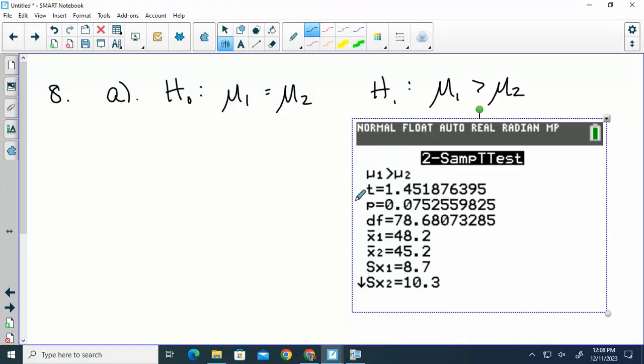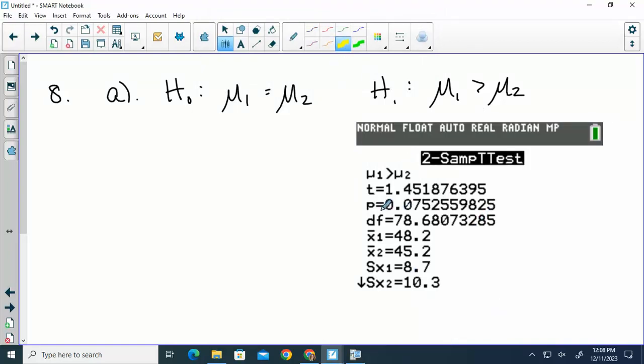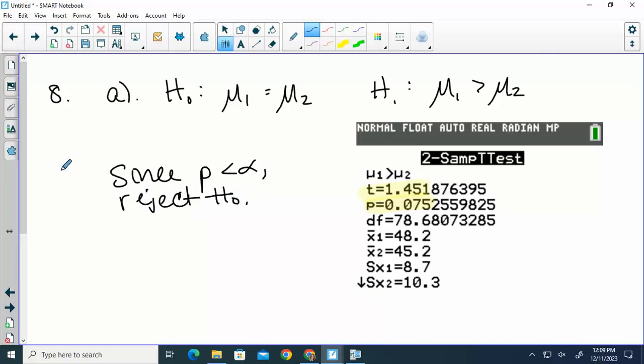Okay, so we have our T and our P. That's the work you show me. We are testing at 0.1. So since P is less than alpha, we reject. We have enough evidence to conclude that the mean of the first is higher.